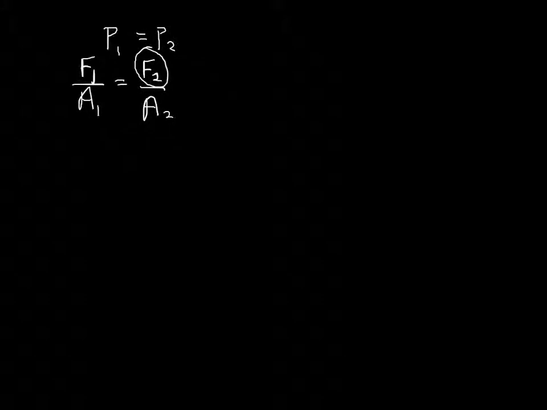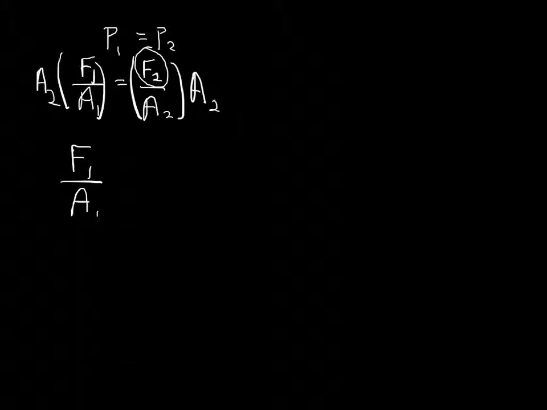So I solve for F2, multiply both sides of this equation by A2, doing a little bit of simple algebra, and I get F1 divided by area 1, the force that I apply divided by the area that I'm applying it over, times the area of my second plate is equal to the force of what I can lift.